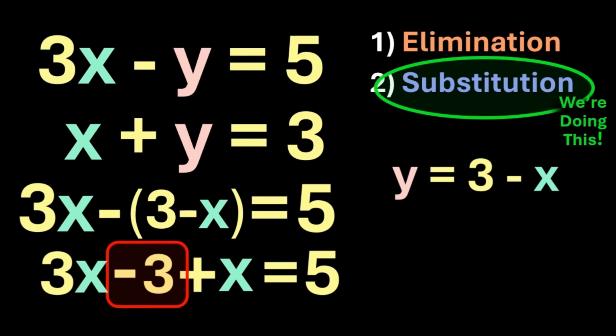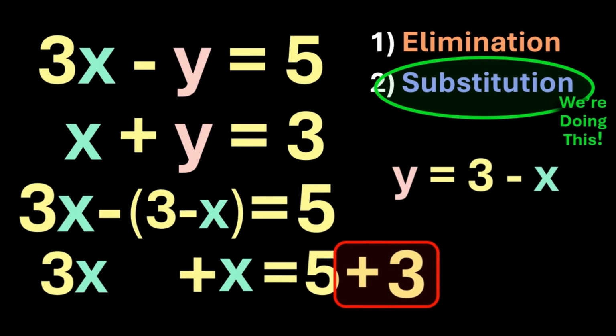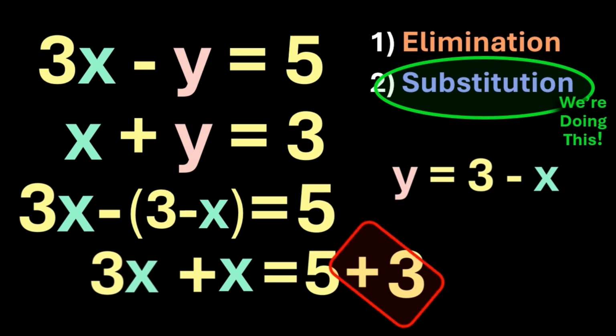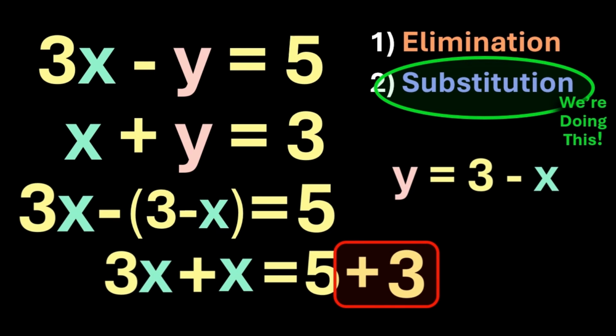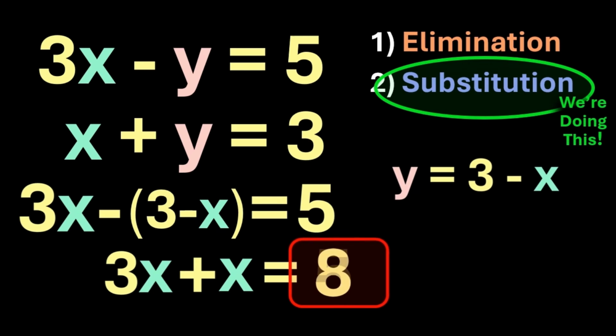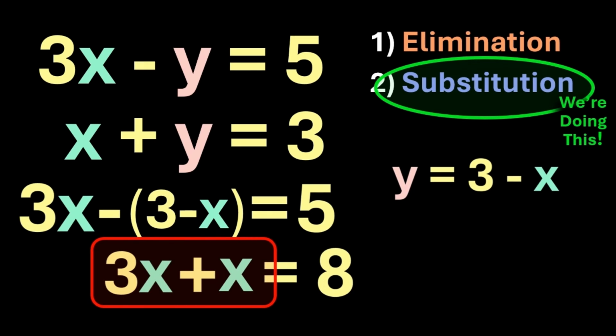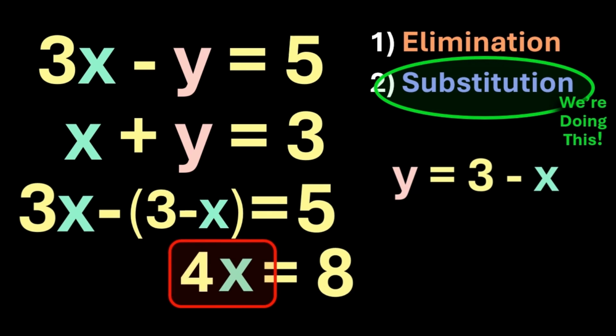We take this minus 3 and move it to the other side of the equation and it becomes plus 3. So that's another rule to remember. When something goes to the other side of the equation, it changes its sign. So plus becomes minus and minus becomes plus. Going back to our equation, 5 plus 3 is 8. And on the other side, 3x plus 1x is 4x. We have found that 4x equals 8.